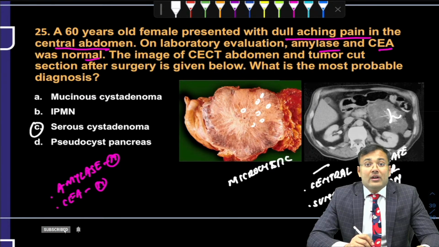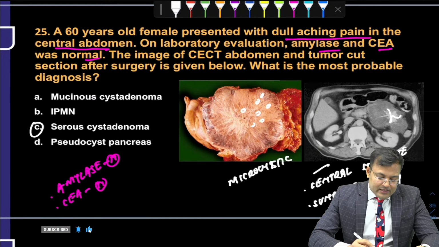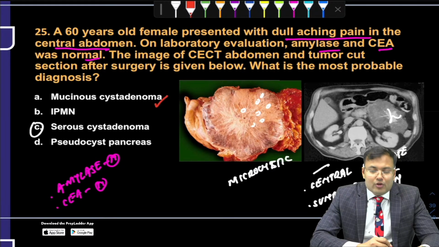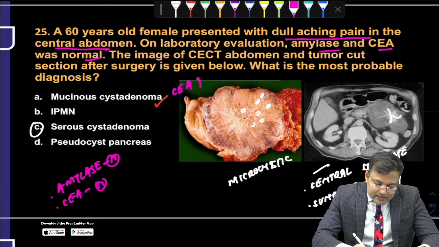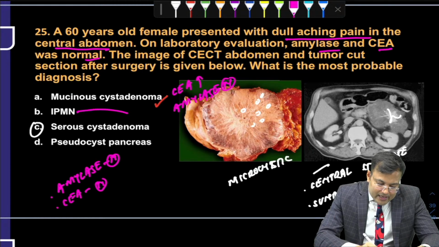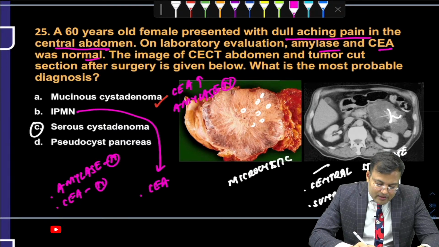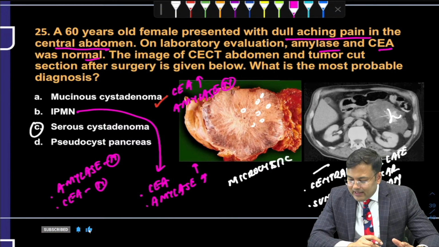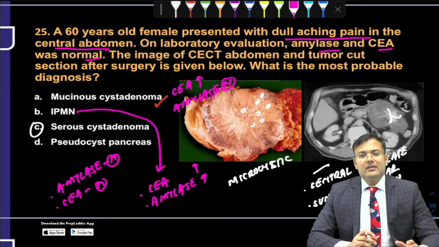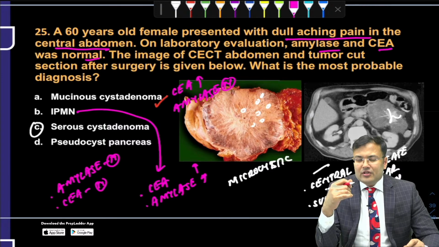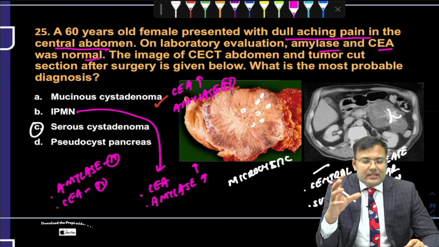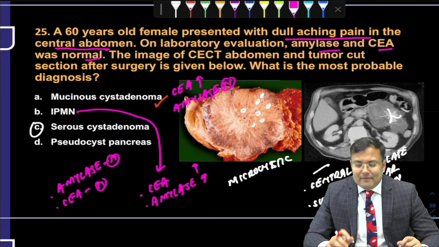In serous cystadenoma, the content is serous, amylase is normal, CEA is normal. What happens in mucinous cystadenoma? The content is mucinous, CEA is raised, amylase is normal. In IPMN, both CEA as well as amylase are raised. So this is serous cystadenoma. In mucinous cystadenoma, only CEA is raised, amylase is normal or decreased. Let me tell you, cystic neoplasm of pancreas is also a very, very important topic.